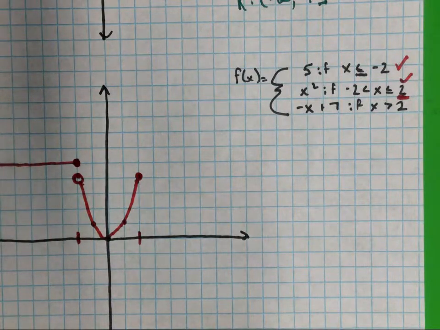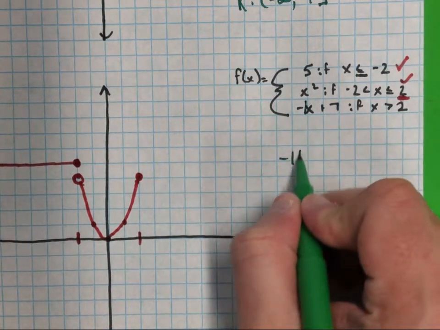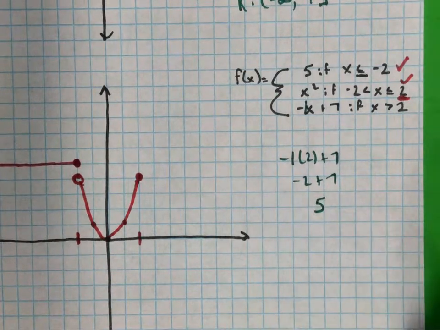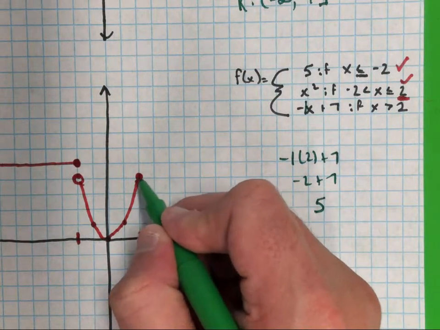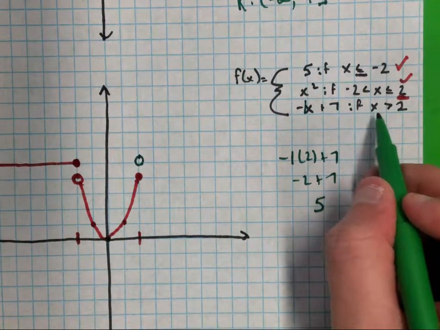Be careful on this, because what's in front of this x right here? Negative 1. I'm going to plug 2 in. Negative 1 times 2. That's negative 2 plus 7, which is 5. So I'm going to graph the point 2, 5. 1, 2, 3, 4. Open or closed? Open. And this is for all x values greater than 2.